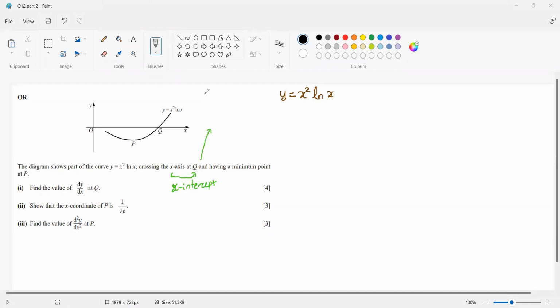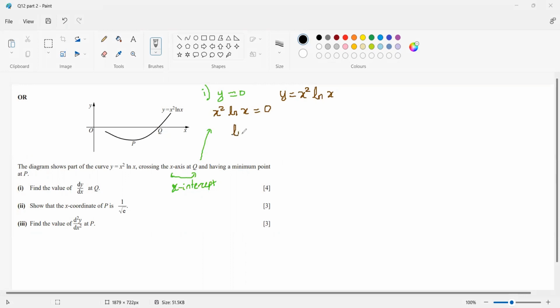So we put, let's say, to the part 1 here. So we put y equals 0 to find the x-intercept. Solve the equation. That means x squared ln x equals 0. How do we solve this part?